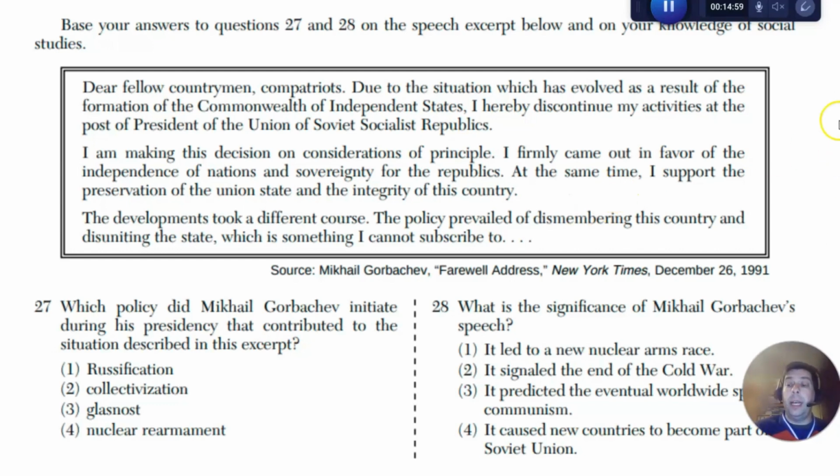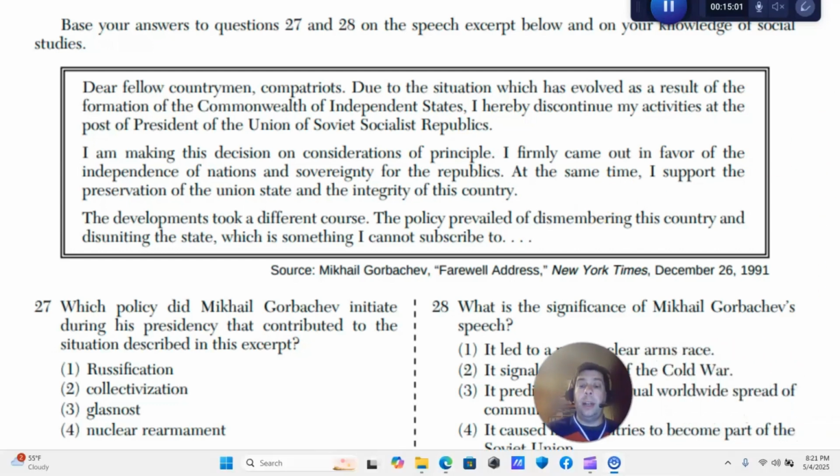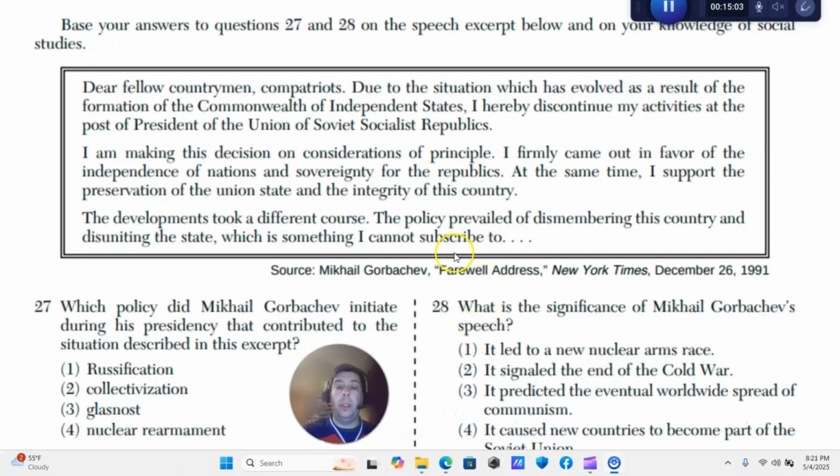Okay, I'm going to slide this out of the way here. There we go. I think you're just bound to see the bottom here. So you know when I recorded this. Which policy did he initiate?